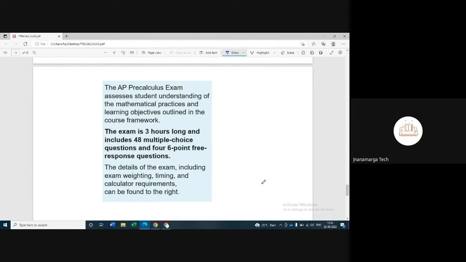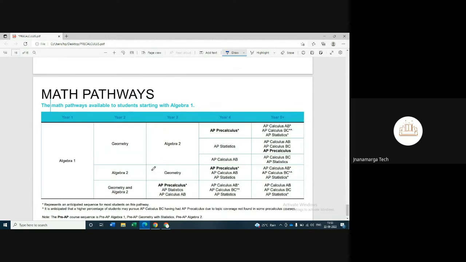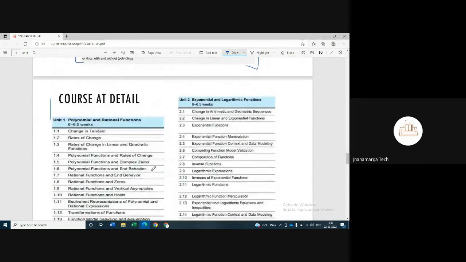and that's why we are taking in real world data and manipulating that to get inferences. The exam will be 3 hours long and includes 48 multiple choice questions and 6 free response questions. Again, let us go in detail in the course.